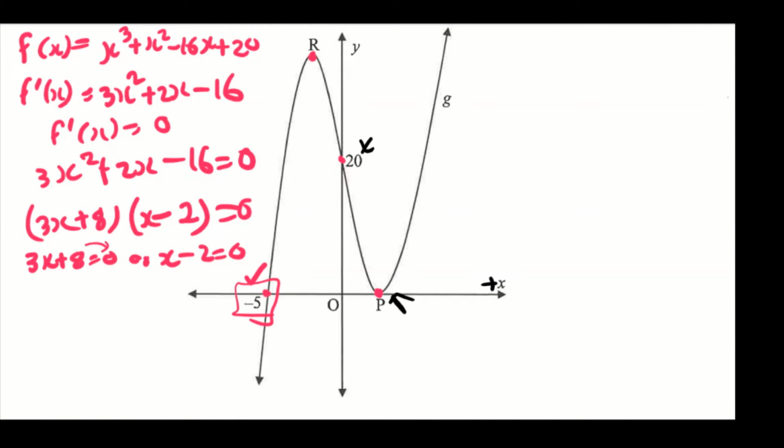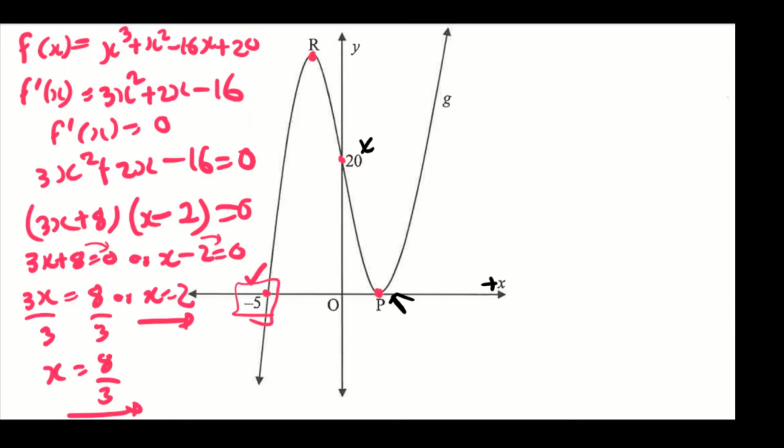So it's 3x plus 8 equals 0, or x minus 2 equals 0. So we transpose the 8 to the other side and the minus 2 to the other side. We have 3x equals 8, or x equals 2. So we divide by 3 both sides. Just to make a correction here, it's actually minus 8, so we divide by 3 both sides, so x equals minus 8 over 3. So that is the x values of our turning points.